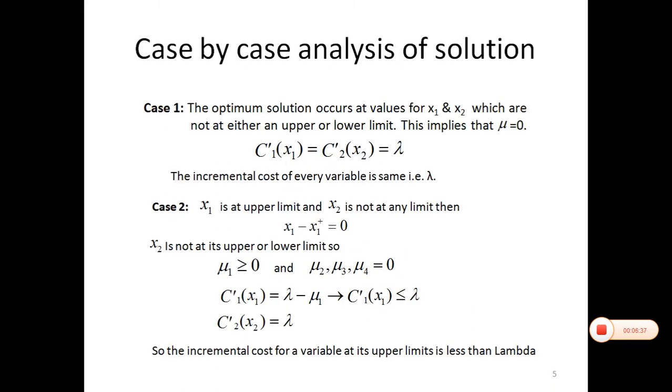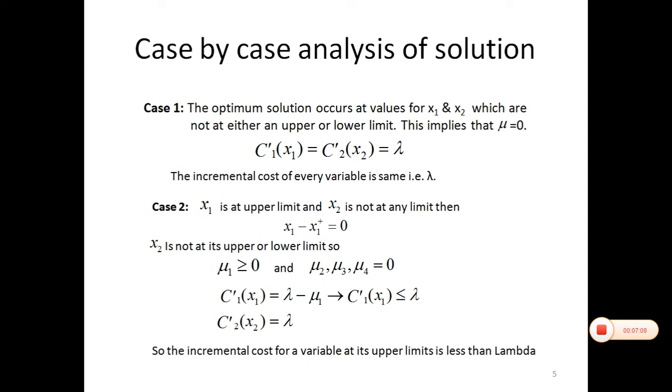Here we will do a case by case analysis. We will divide our cases into four. Case 1: suppose the requirement is that your optimal solution should be at values for x1 and x2 which are neither at an upper nor a lower limit. It should be between the upper and lower limits but not at either limit. This means that you have to put mu equals to 0.